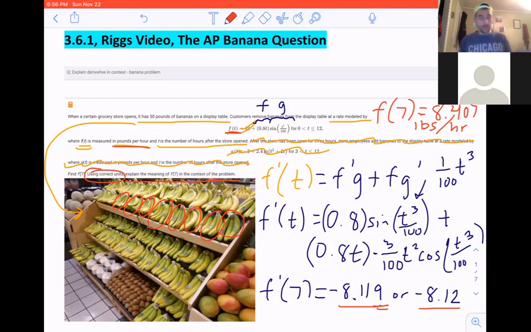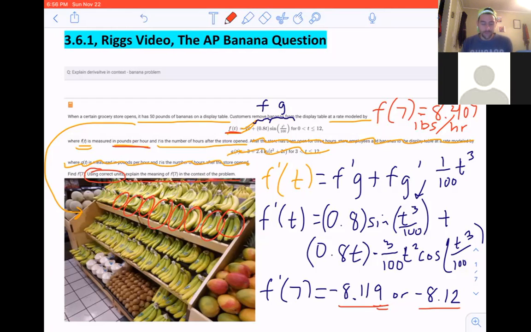So f of 0 would be, how many are they taking, I guess, right when the store opens. So f of 7 saying, how many are they taking by the end of the 7th hour? What was the rate of change between the 6th and the 7th hour? Maybe the start of the 7th and the end of the 7th. That gets a little tricky.